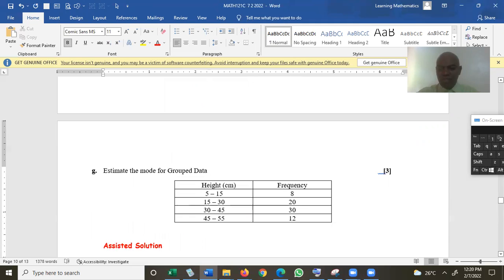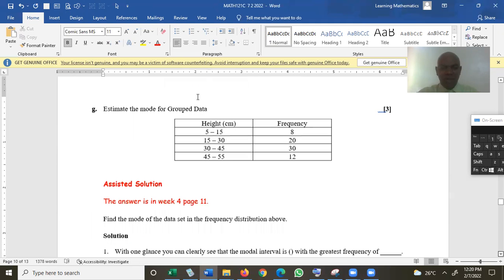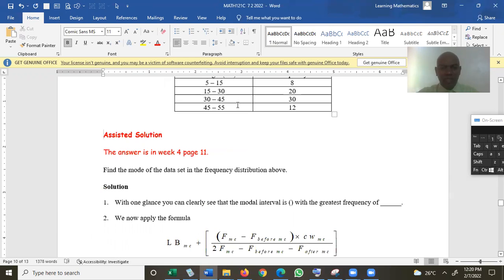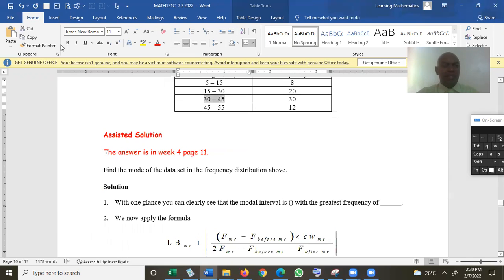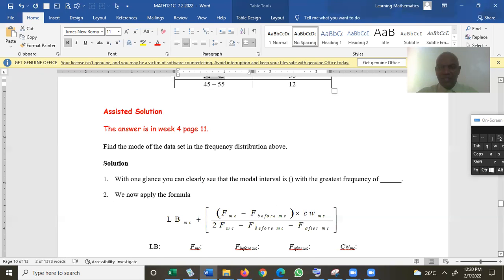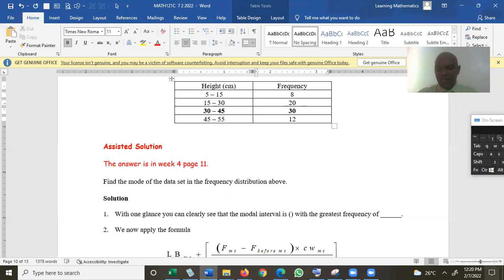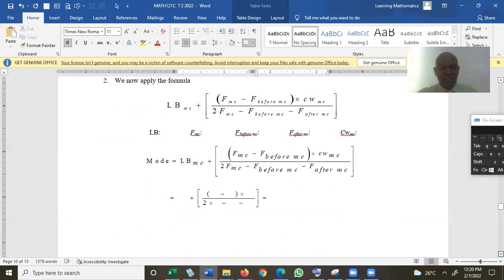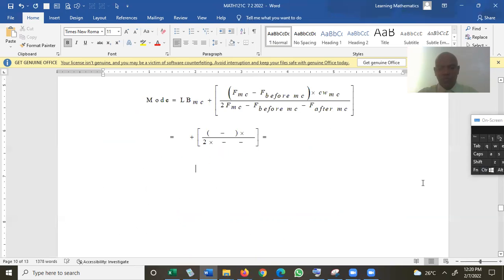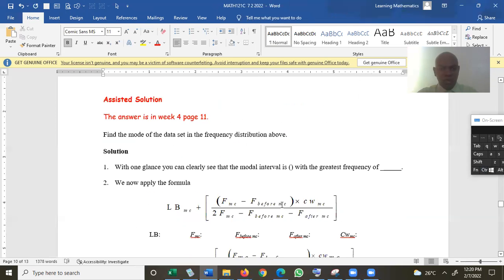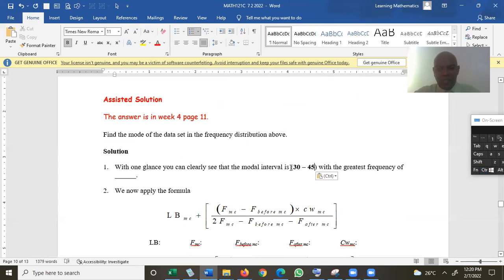So we know that the mode is the value of the greatest frequency, but we don't have values, we have intervals. So we have to look for what you call a modal interval. The modal interval is the interval with the greatest frequency. So it just happened to be 30 to 45 again, because as you can see, 30 is the greatest frequency, and the interval that has it is the interval 30 to 45. So at one glance, you can clearly see that the modal interval is 30 to 45 with the greatest frequency of 30.